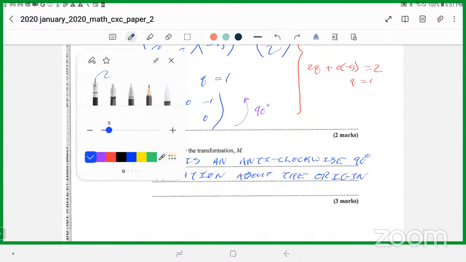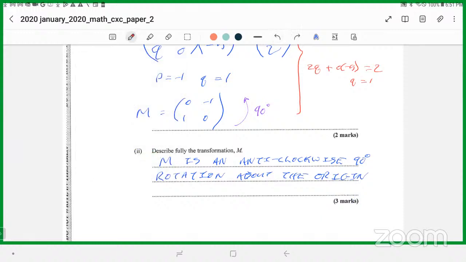Why is it 3 marks? Because you have to give the name and the 3 components: angle, direction, and the center, which is the origin. The name of the transformation is rotation. Remember also, guys, that anticlockwise rotation is positive. So we could have said a positive 90-degree rotation. In CSEC you have to get the mark, especially if you put a plus in front of it. Anticlockwise rotation is positive rotation.